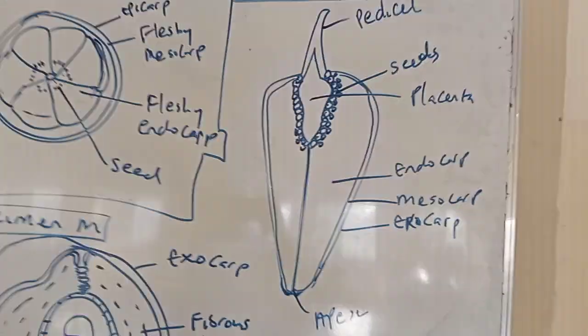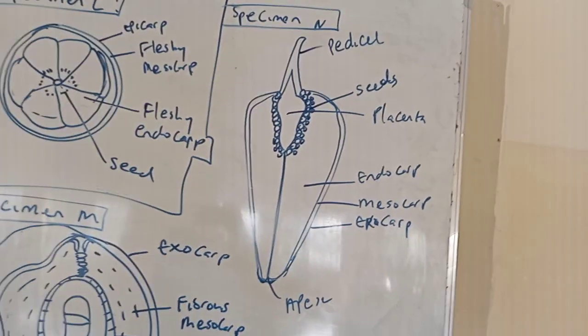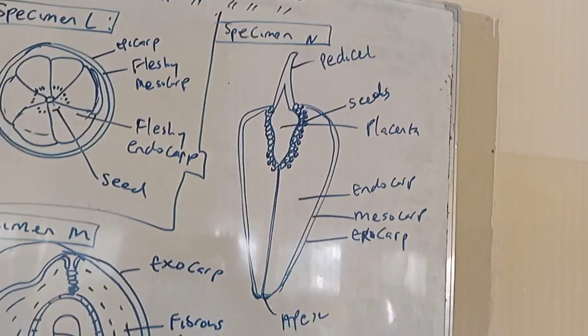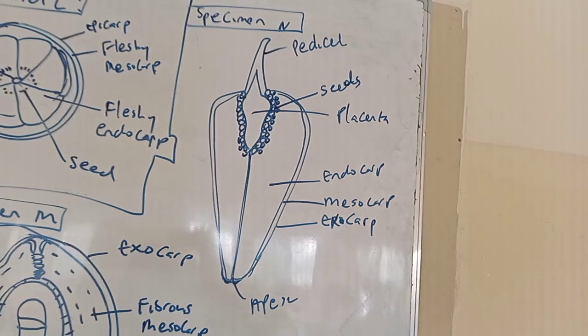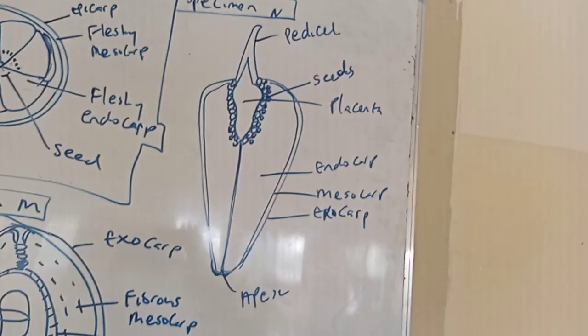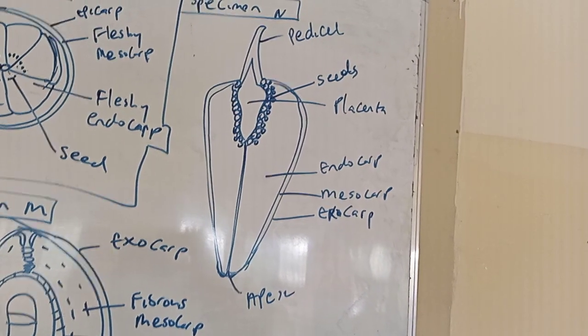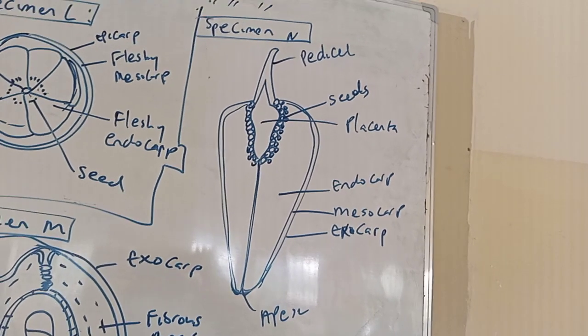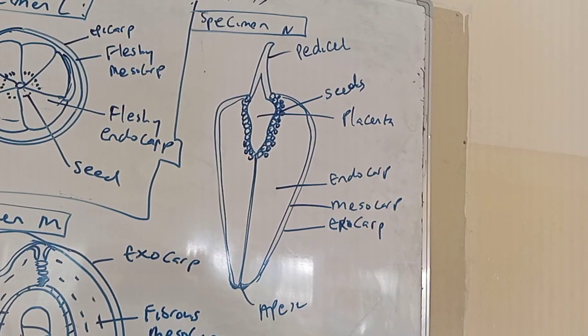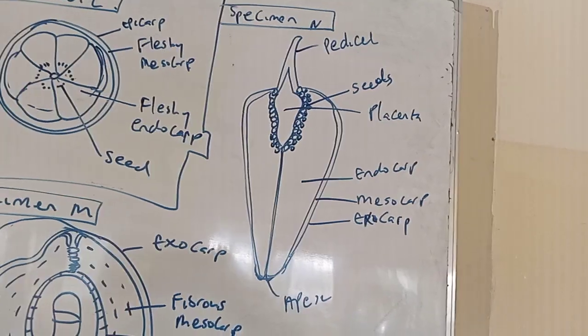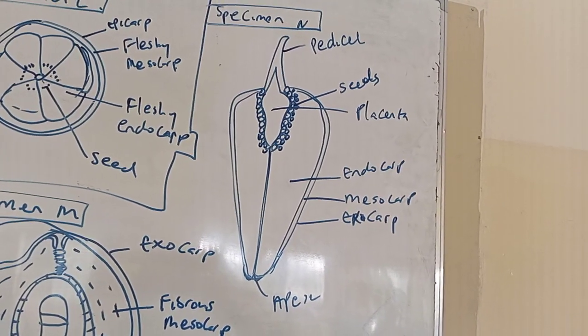Lastly, we have specimen N. That is the transect section of a chili pepper fruit. Yeah, a chili pepper fruit. So that's the diagram. If Waec asks you to draw it, it's something like this. We have the pedicel, that's the stalk. We have the seeds, there are many. The placenta, the endocarp, mesocarp, and exocarp.